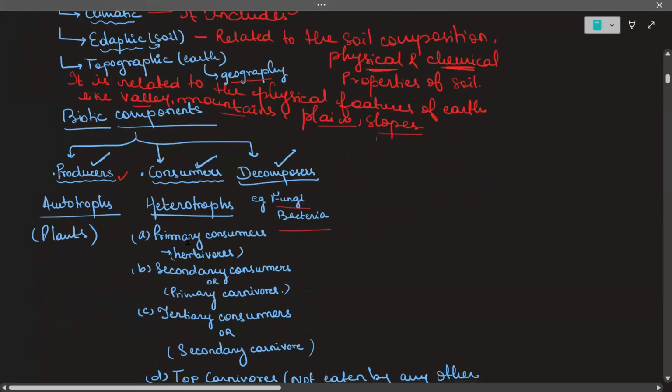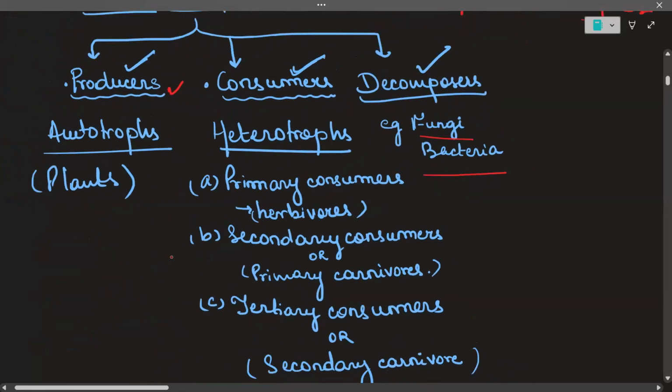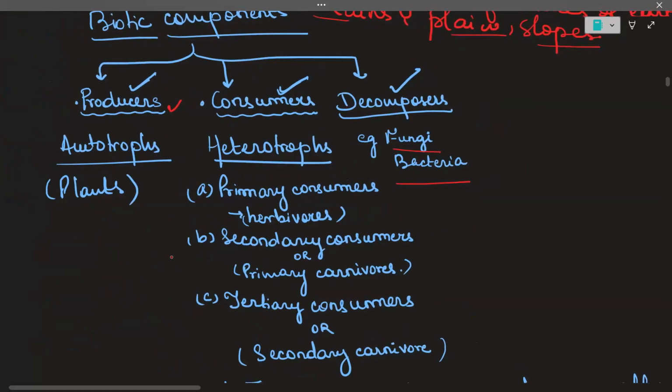Now, when we talk about the biotic components of our ecosystem, we have producers, consumers, and decomposers. Under the producers, these are the autotrophic organisms, meaning the plants. They make food for the whole entire earth and also they make the oxygen. That's why we call them producers. Then when we talk about consumers, these are heterotrophic organisms. They cannot make their own food, rather they depend on the plants directly or indirectly.